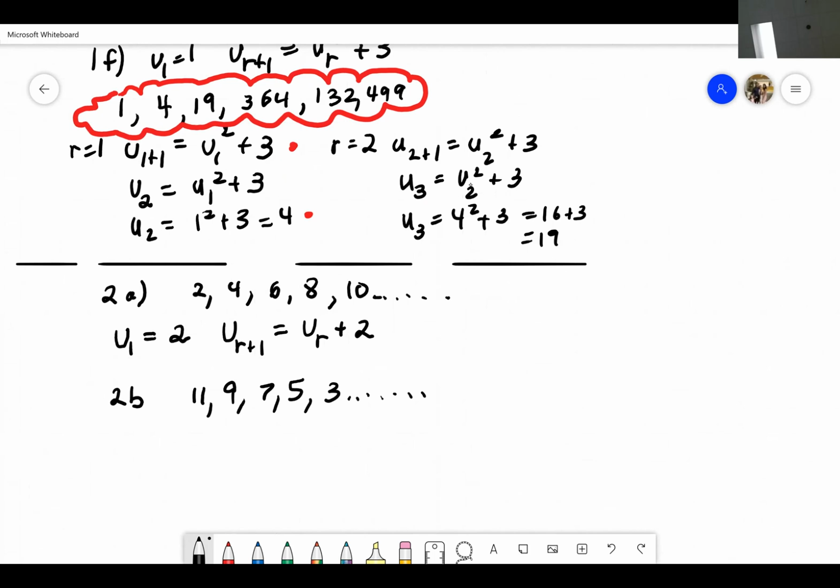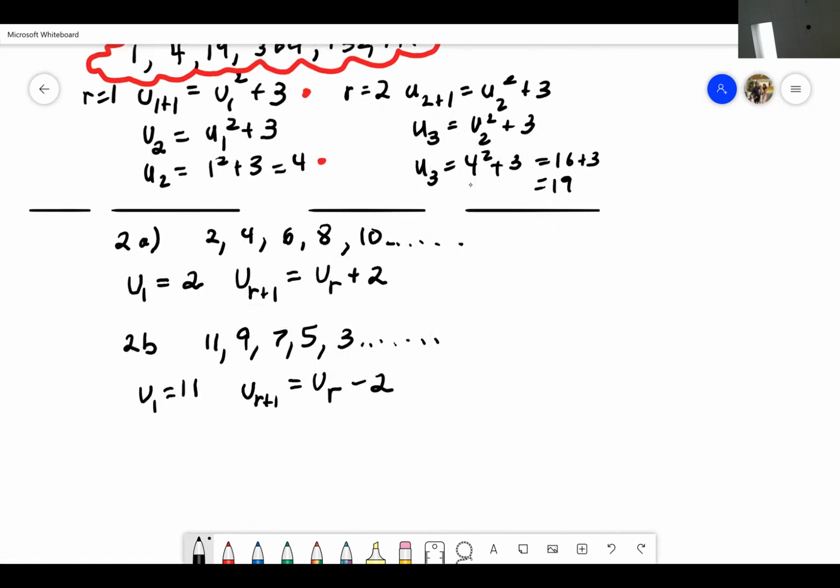So what is my first term? Now, what does it look like it's doing? It's subtracting 2, 2, 2. It's definitely subtracting 2. So give me a definition. u_{r+1} must equal u_r minus 2. Now let's be clear. So you have 11, 11 minus 2, boom. And then you have 9, 9 minus 2, 7, and so on. Does that make sense?